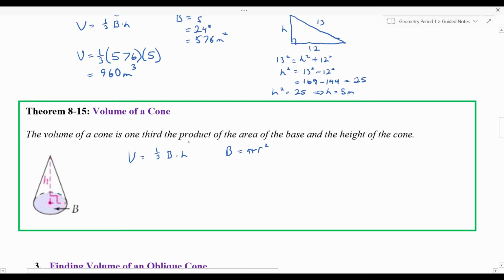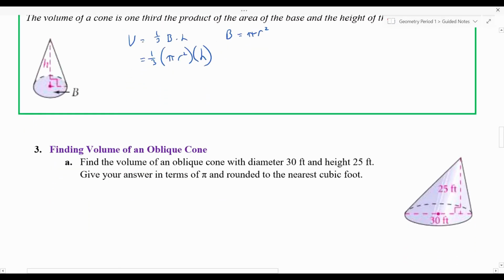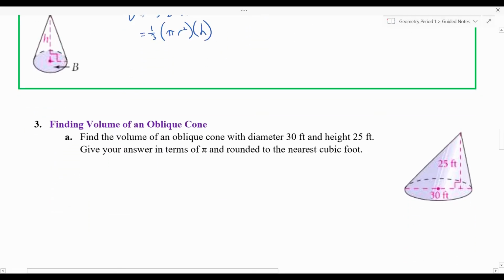So I can rewrite the volume formula here to state that it is 1/3 times pi r squared times the height. And this formula right here is the one we're going to be using to calculate the volume of a cone. All right? Let's take a look at our first example that uses this. Example 3, part A states, find the volume of an oblique cone with diameter 30 feet and height 25 feet.